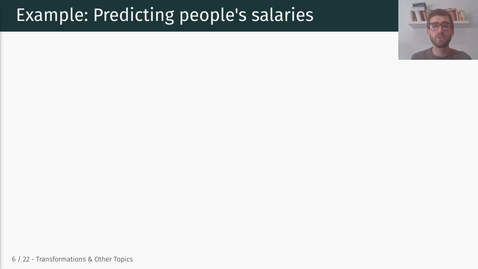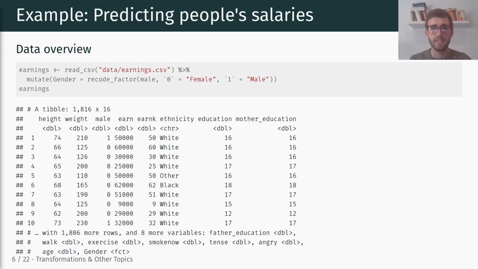Hey everyone. So to illustrate the use of linear transformation in regression, we're going to go through one of the examples that is provided in the textbook, which is focusing on predicting people's salaries, yearly earnings using survey data from 1990. And here's a quick data overview.